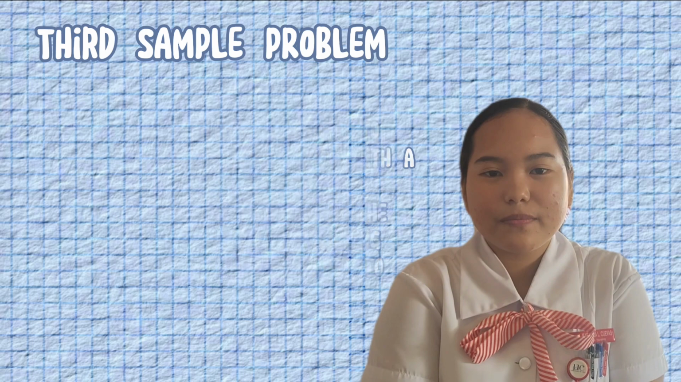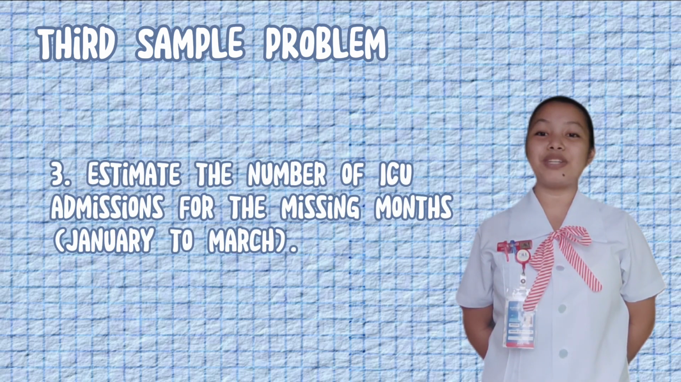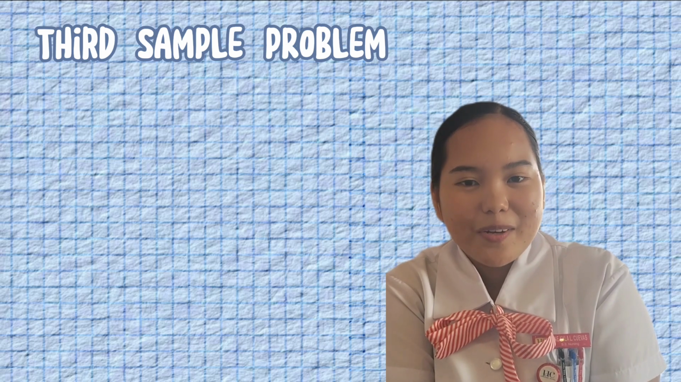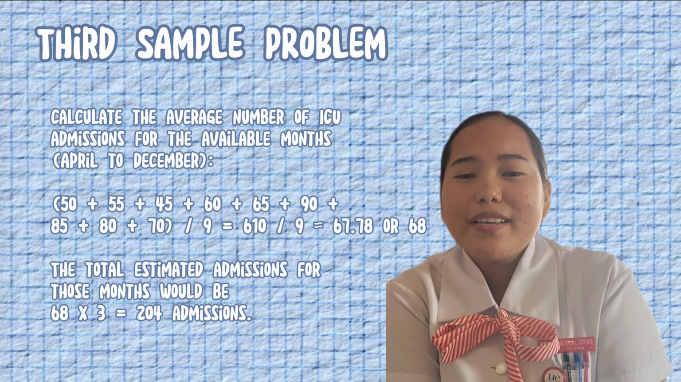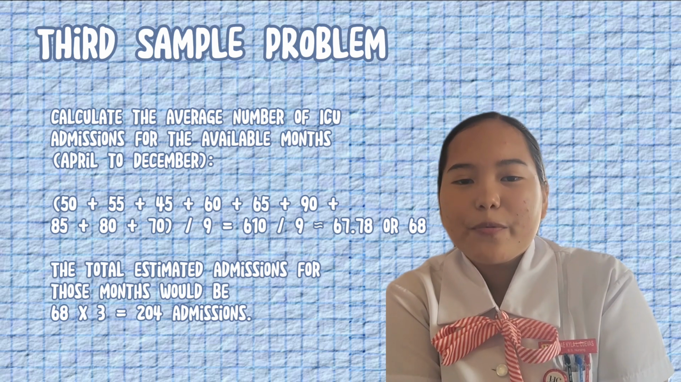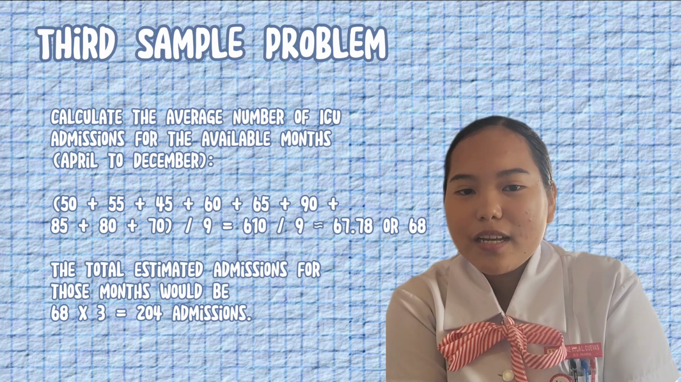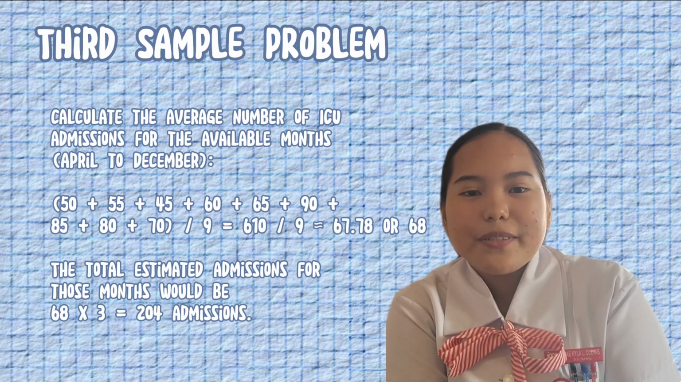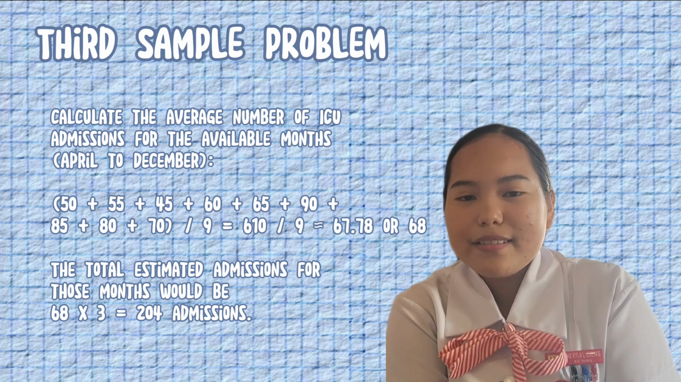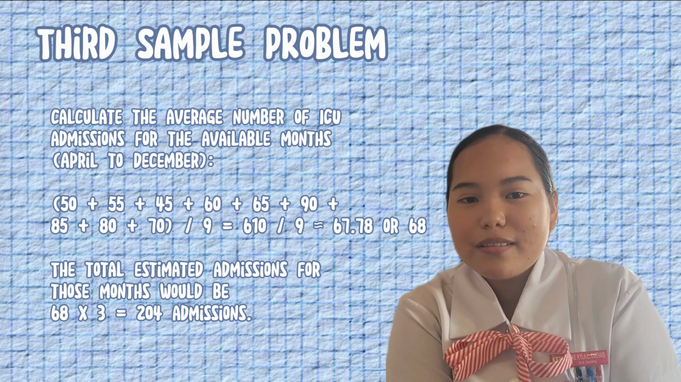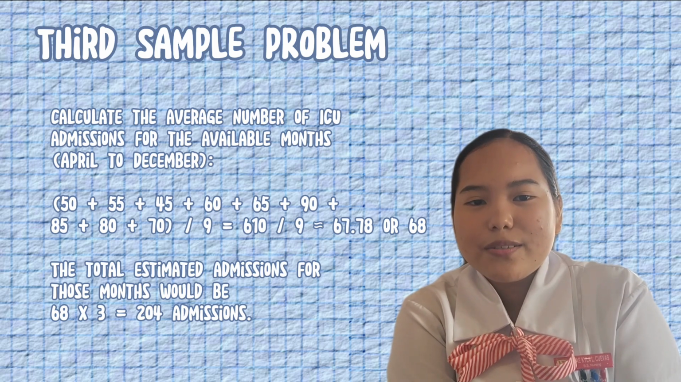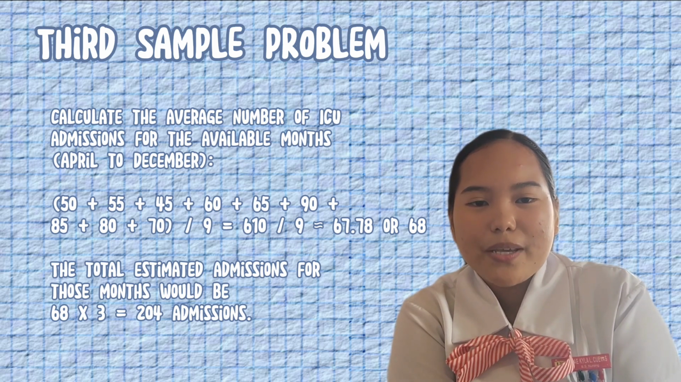compared to other months. Third, estimate the number of ICU admissions for the missing months, which is from January to March. January to March is missing. We can estimate the values based on trends observed in the other months. Let's calculate the average number of ICU admissions for the available months, April to December. So 50 plus 55 plus 45 plus 60 plus 65 plus 90 plus 85 plus 80 plus 70 equals 610, divided by 9 equals 67.78. We'll round this to 68 admissions per month as our estimate.